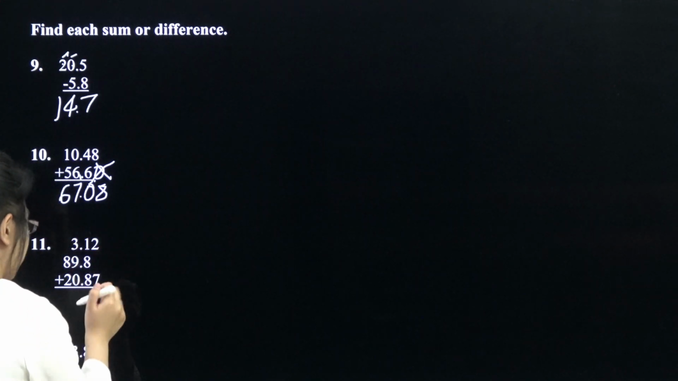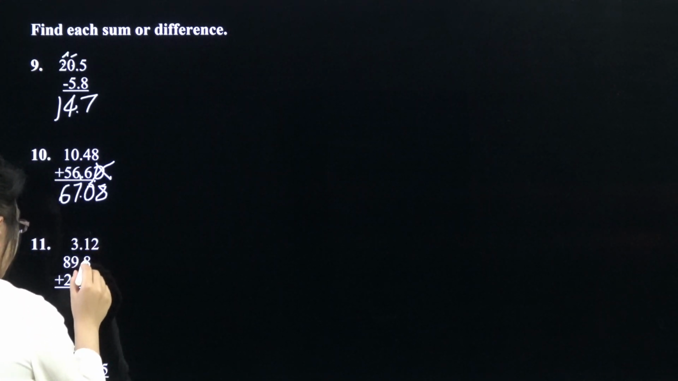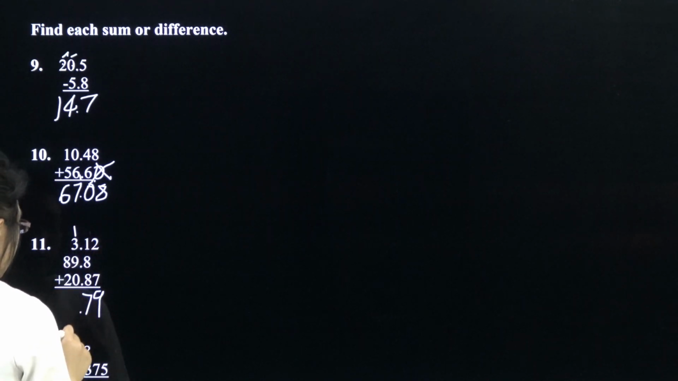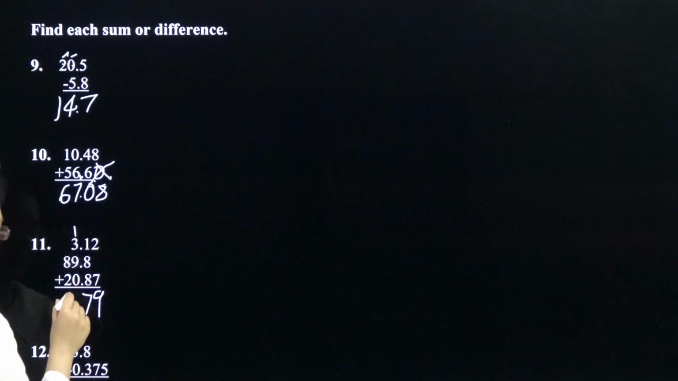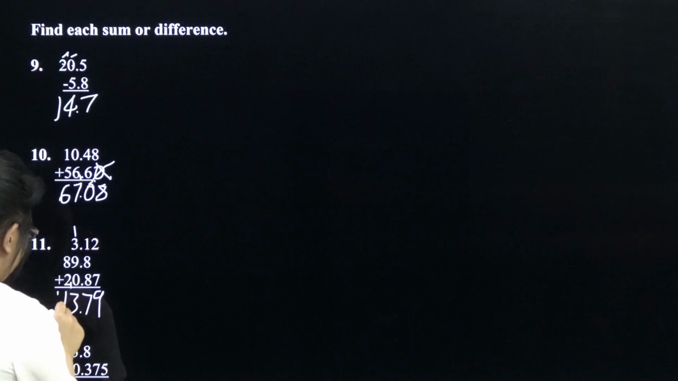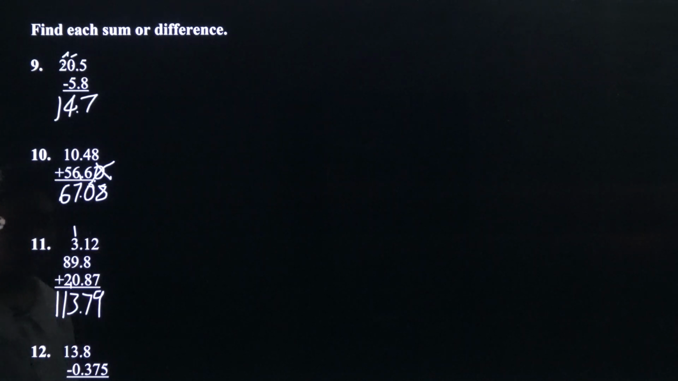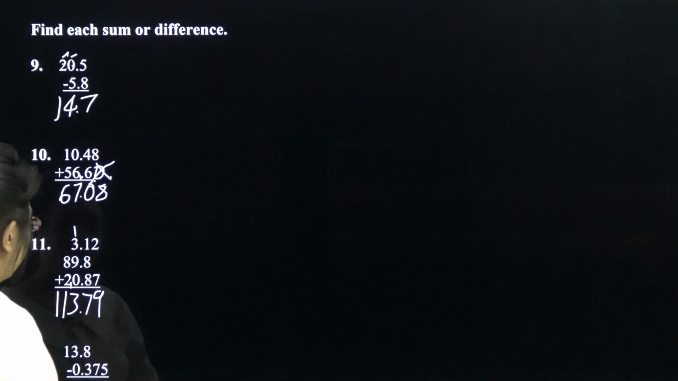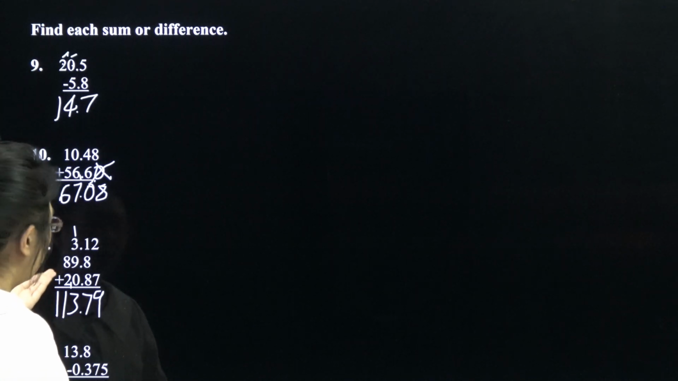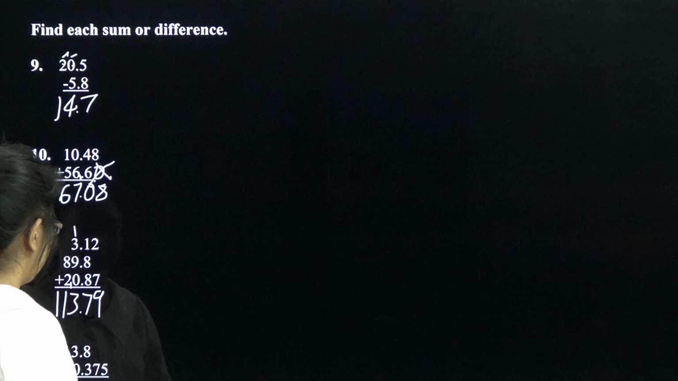Anyhow, 2 plus 7 equals 9. 1 plus 8 plus 8 equals 17. You regroup. 1 plus 3 plus 9 plus 0 equals 13. You regroup again. 8 plus 2 plus 1 equals 11. And we have to regroup. So, well, there isn't exactly anything to regroup it to, so we just drag it down. And we get 113.79.